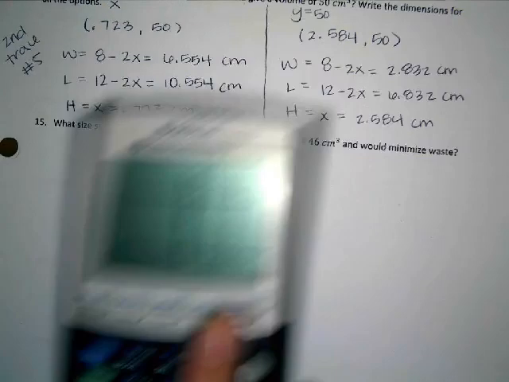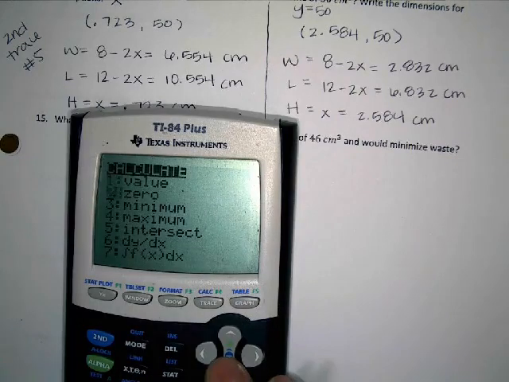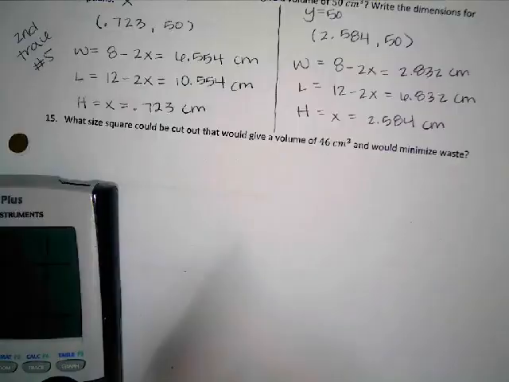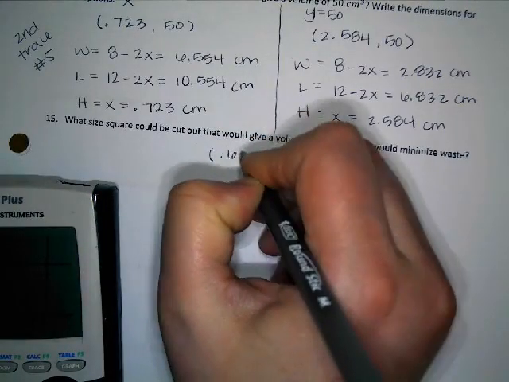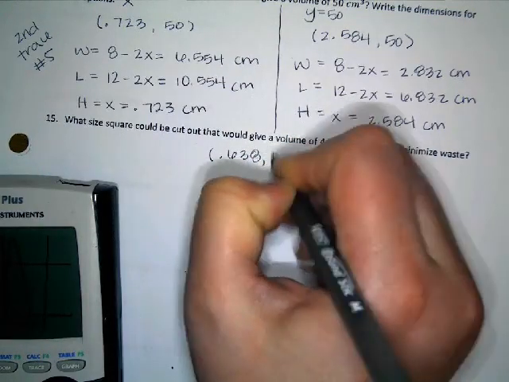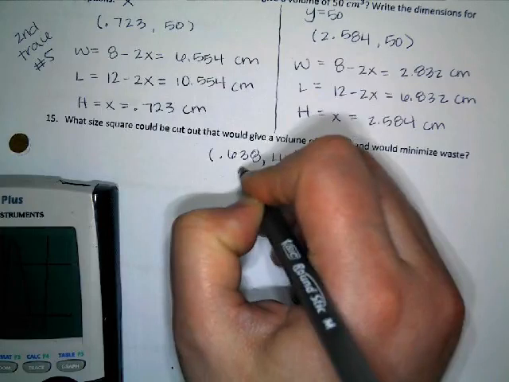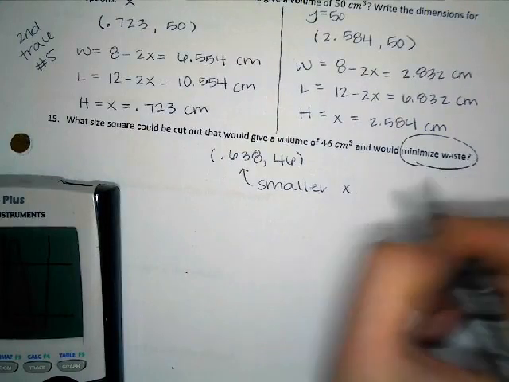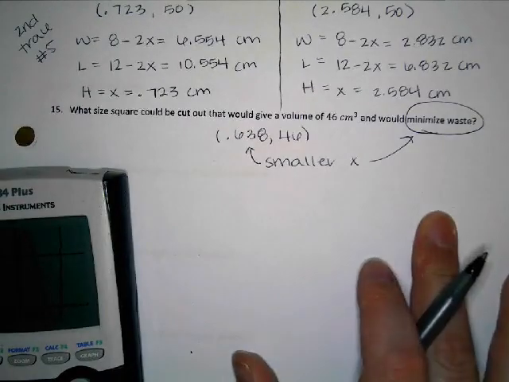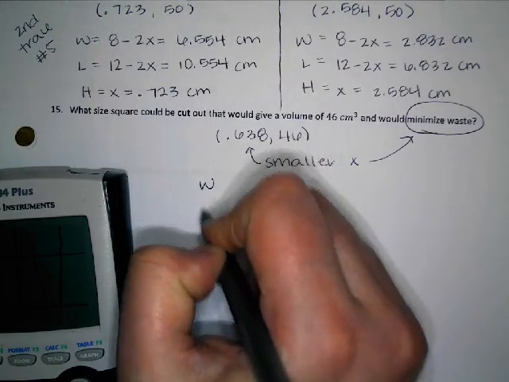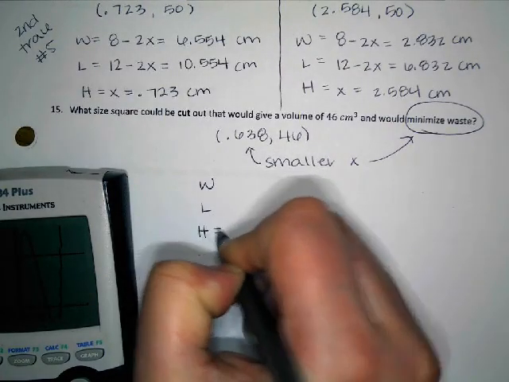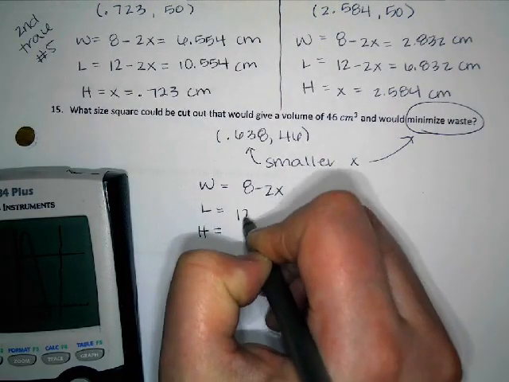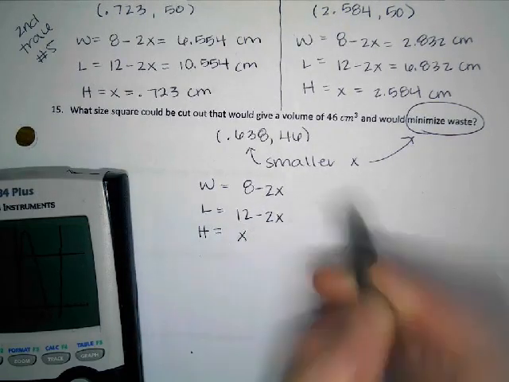Okay, so there's my point, 0.638. And then we're going to do the same thing we did before. So I'm going to quit out of that, and then I'm going to type 8 minus 2x, 12 minus 2x, and x.